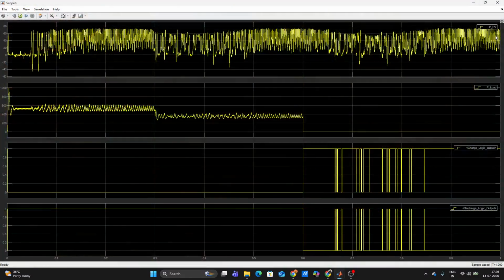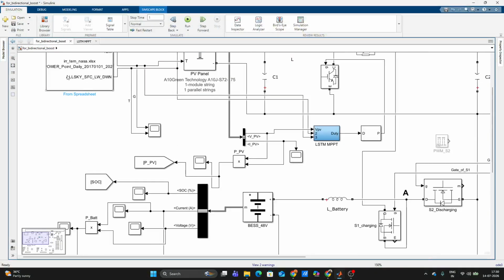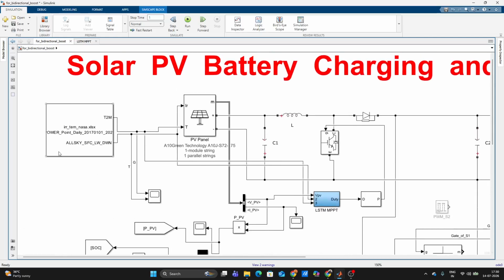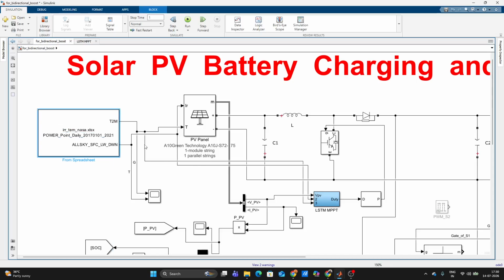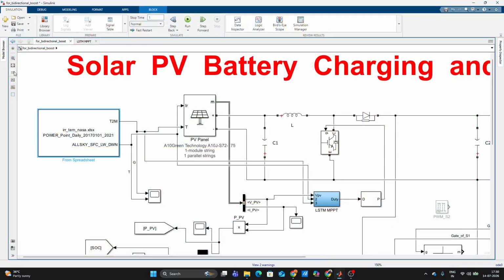This is the solar PV power. It has so much flickering. This is because I have used real data with the model, so that is why it becomes like this. You can see in my model, real data is used, through a From Spreadsheet block and plot. This is not NASA data, it is real data. So in real life, you will get that kind of solar PV power.